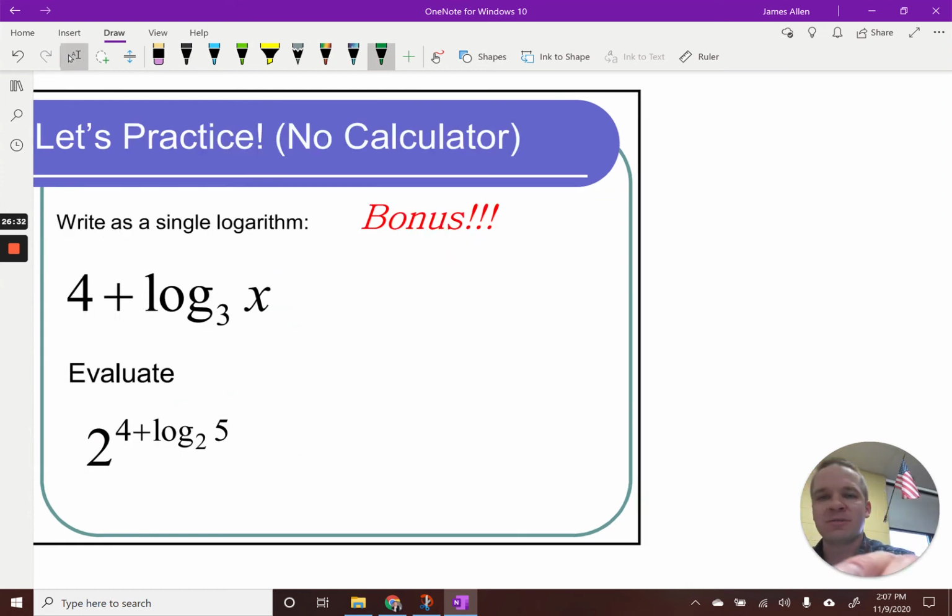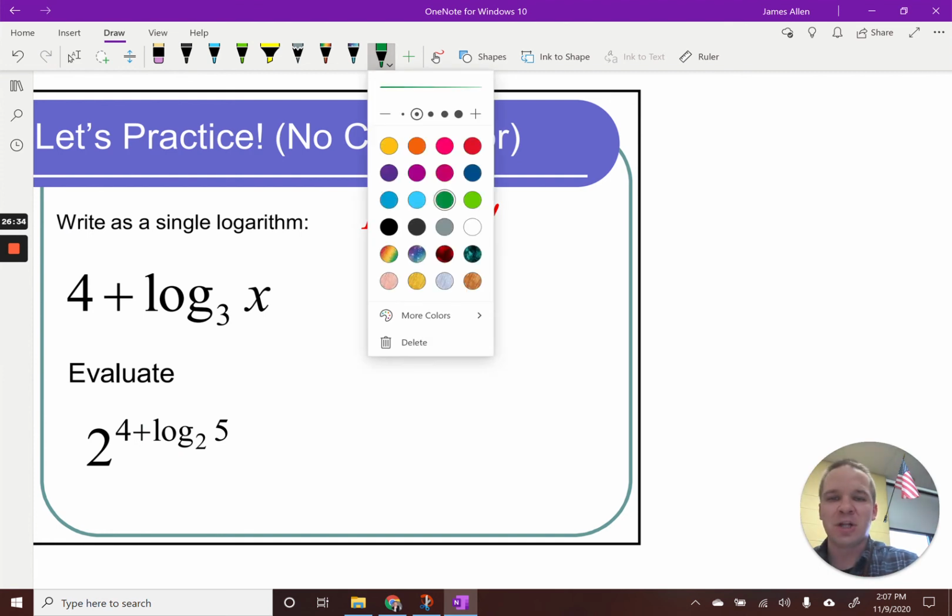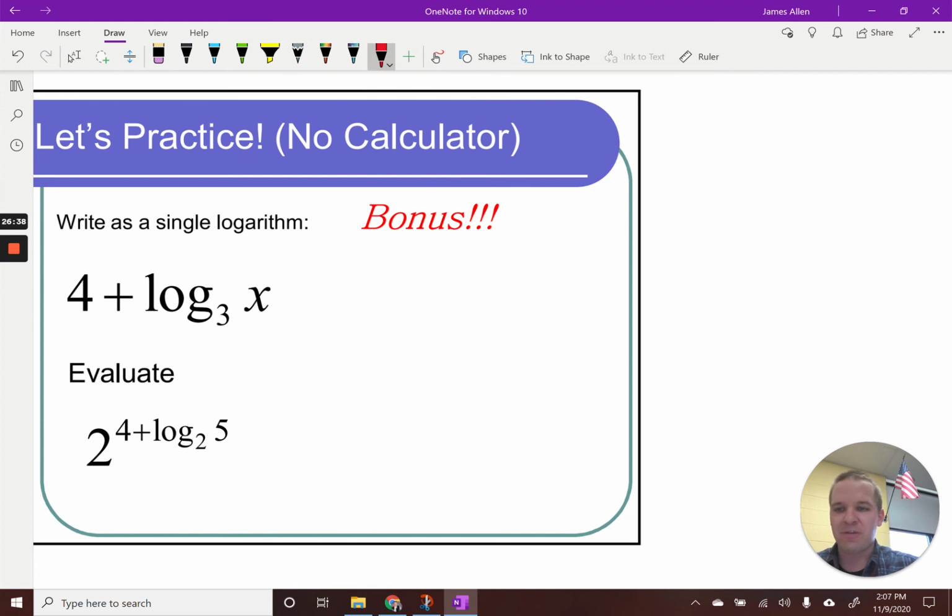All right, we're about to get crazy on this one. This one's a little challenging. I like it. Write as a single logarithm. How am I going to write that as a single logarithm if the one isn't even a log? What are you insane? How's that going to work? Oh, I got an idea.